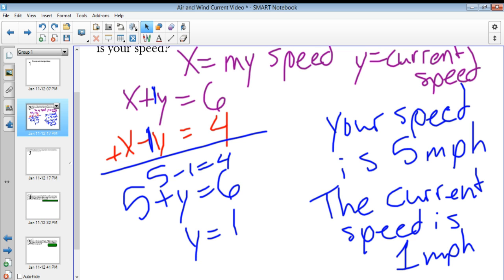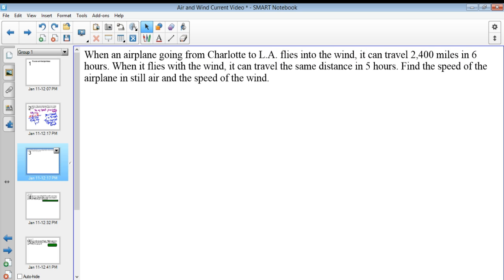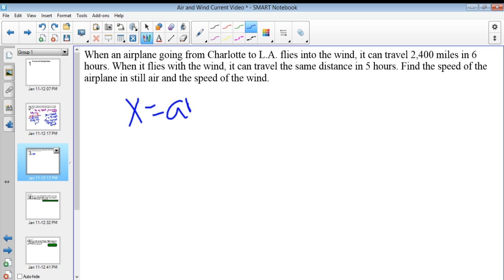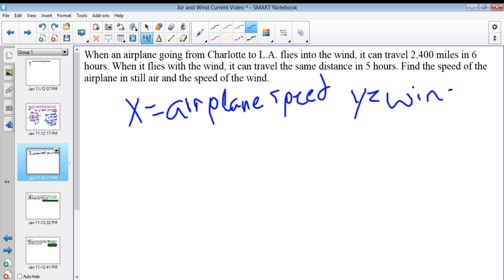Now, this doesn't just apply to water, but it also applies to wind. So say you're on an airplane traveling from Charlotte to LA and you're flying into the wind. If you're flying into the wind, it's the same kind of thing as traveling upstream. You're fighting the current. So let's have x equal the airplane speed and y equal the wind speed.